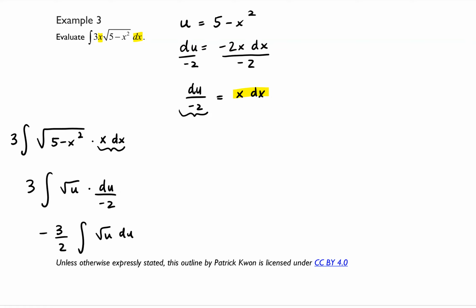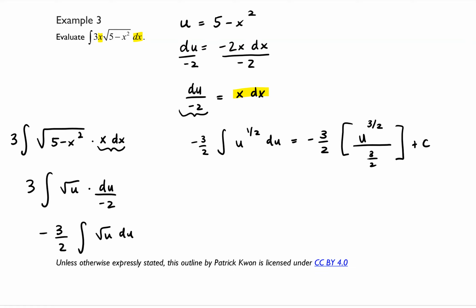So that's going to be negative 3 over 2 times the integral of the square root of u du, like that. And then from here, we want to use the power rule. So I'm going to rewrite that using a power. So I have negative 3 halves u to the 1/2 power du. And then that will equal negative 3 halves times I'll increase the power by 1, which will give us 3 halves. And then I want to divide it by 3 halves plus c.